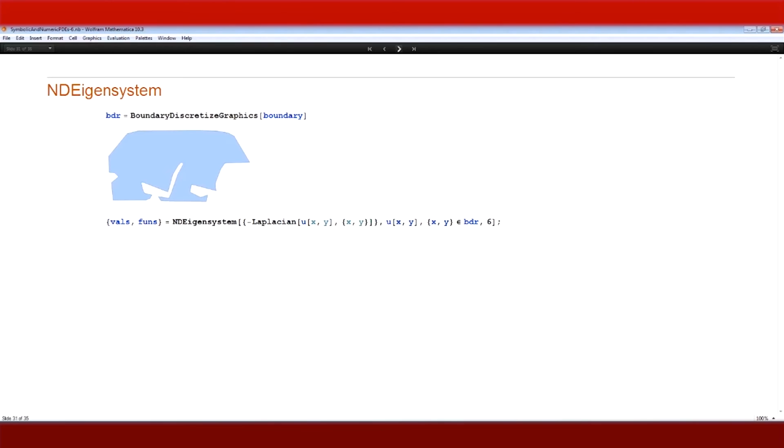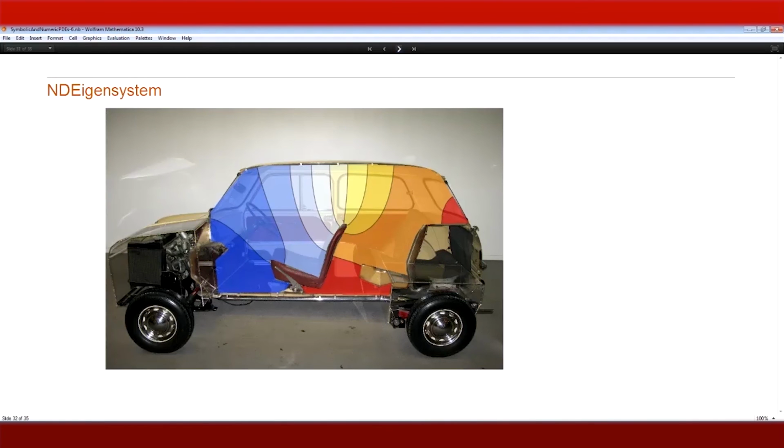In order to compute the acoustic eigenmodes, I compute the eigensystem of the negative Laplacian. U is the dependent variable, x and y are spatial coordinates, and I'd like to compute 6 eigenvalues and 6 eigenfunctions. Next, you see the second eigenmode overlaid over the car. Blue areas are low acoustic pressure and red areas are high acoustic pressure.